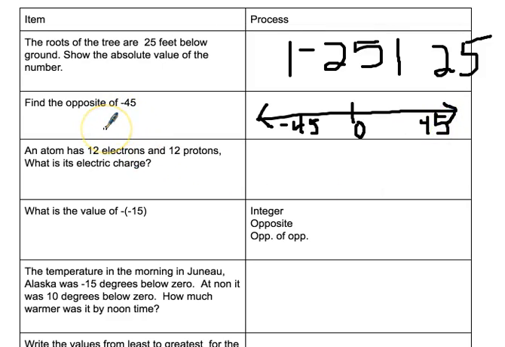I want the opposite of negative 45. Well, from negative 45 to 0 is half of the distance. If I want the opposite, the number is going to stay the same. The sign is going to be different. So the opposite of negative 45 is 45. Okay?